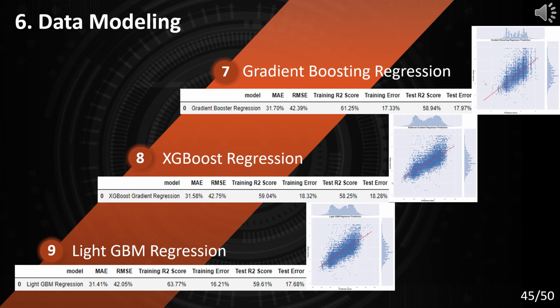The R-squared score for the gradient boosting regression model is 58.9% and its test score approaches 18%. The R-squared score for the XGBoost regression model is a little smaller, 58.4%, and its test score reaches 18.3%. Finally, the Light GBM regression model performs better, having an R-squared score of 59.6% and a test score of less than 17.7%.